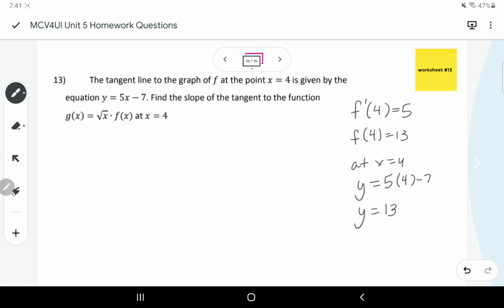This is a good thinking question. It's not too tricky of calculations, but you have to really recognize what information you have. So the equation of this tangent line gives us 2 pieces of information. The y value when x equals 4 of function f is 13, and the derivative is 5.